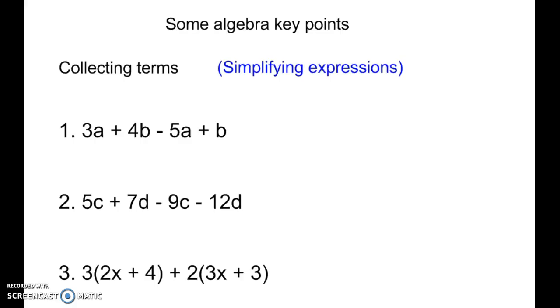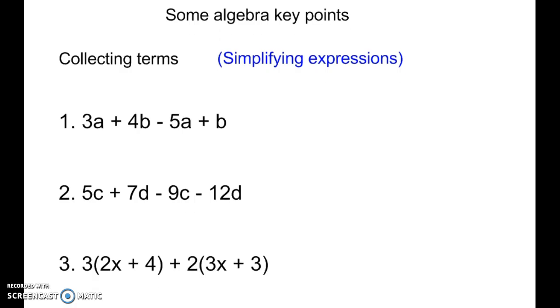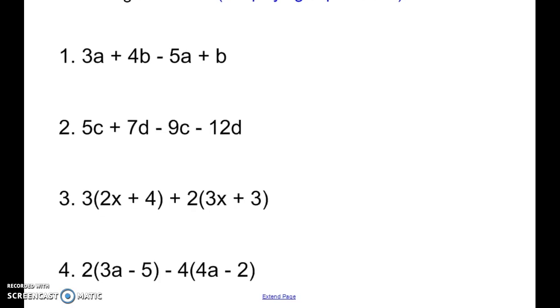This is just covering two specific points in algebra. First one is collecting like terms or simplifying expressions, that's with brackets or without brackets. You can see the first two here don't have brackets, the second two do.